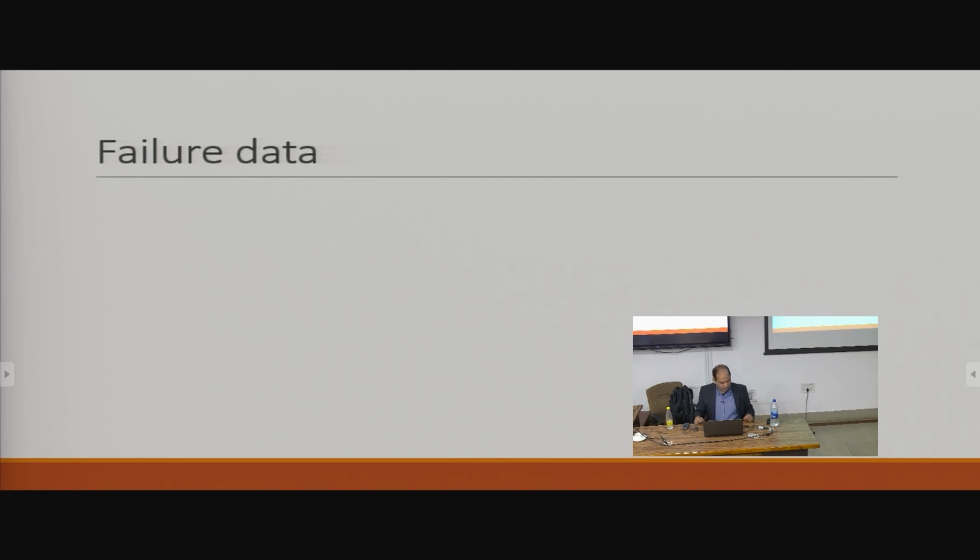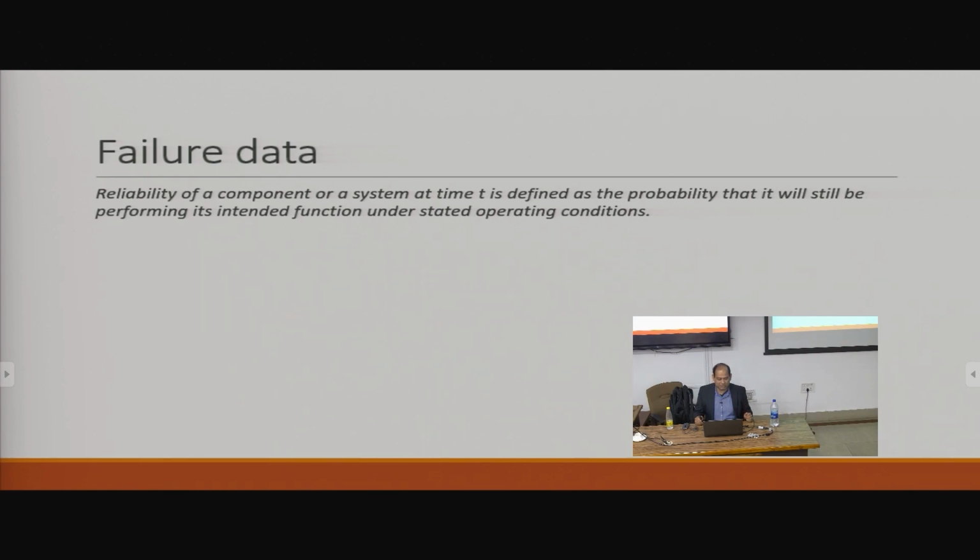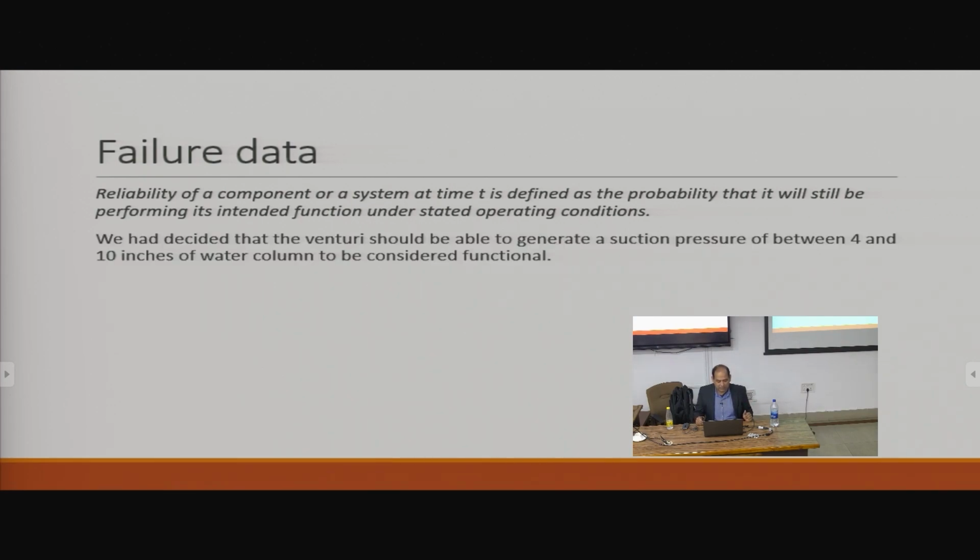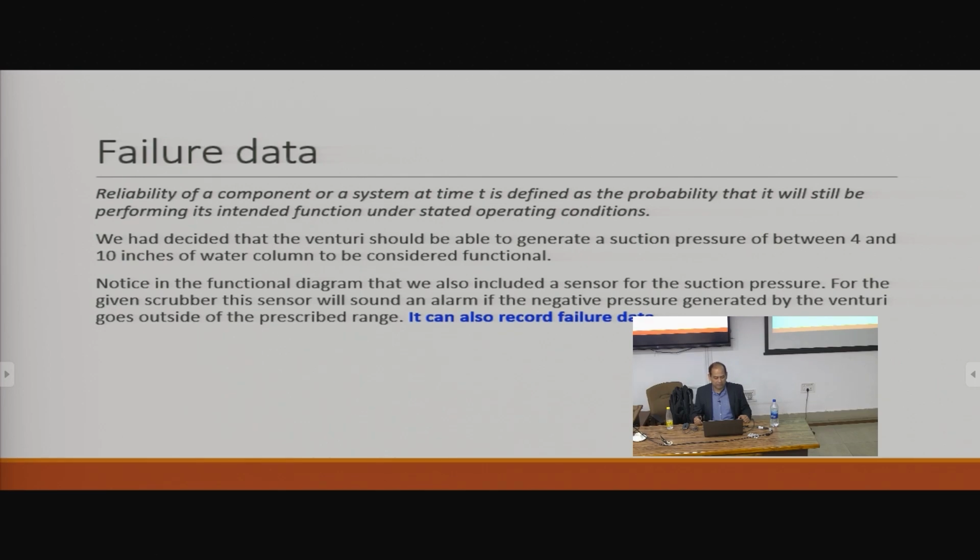Okay, so welcome back. We'll continue examples here. So, failure data. We know what reliability is now. We had decided, let's say, that the venturi should be able to generate suction pressure between 4 and 10 inches to be considered functional. So if you go outside of that bound, it will be considered failed.